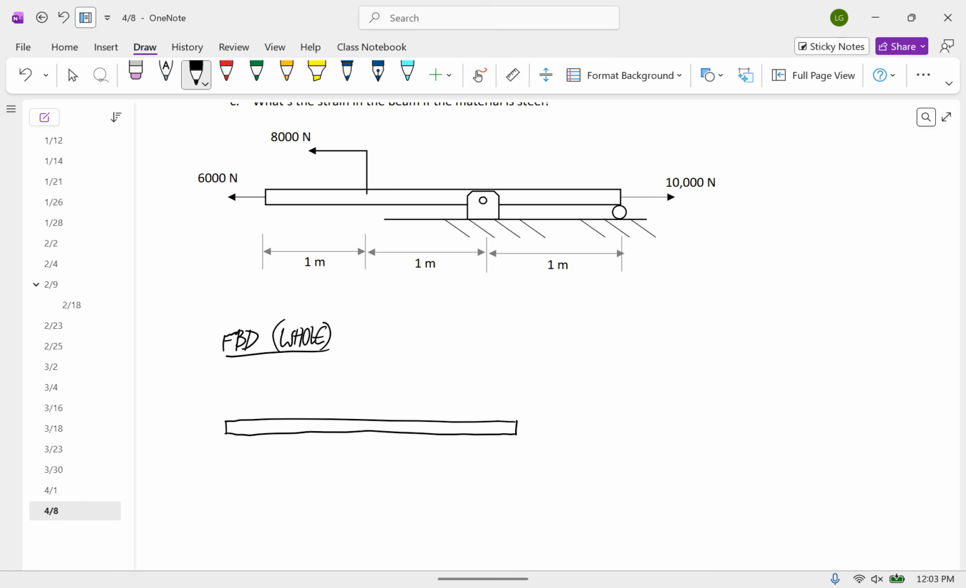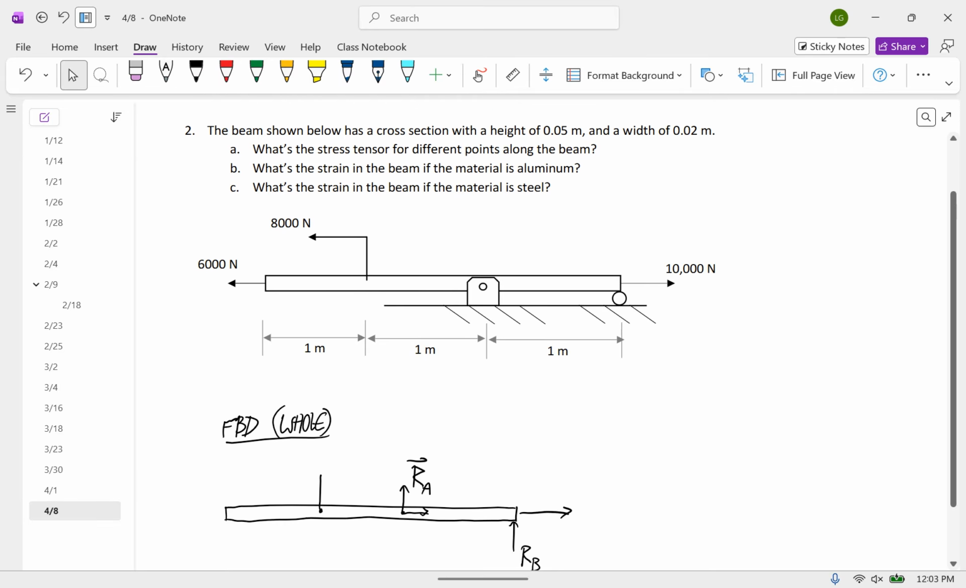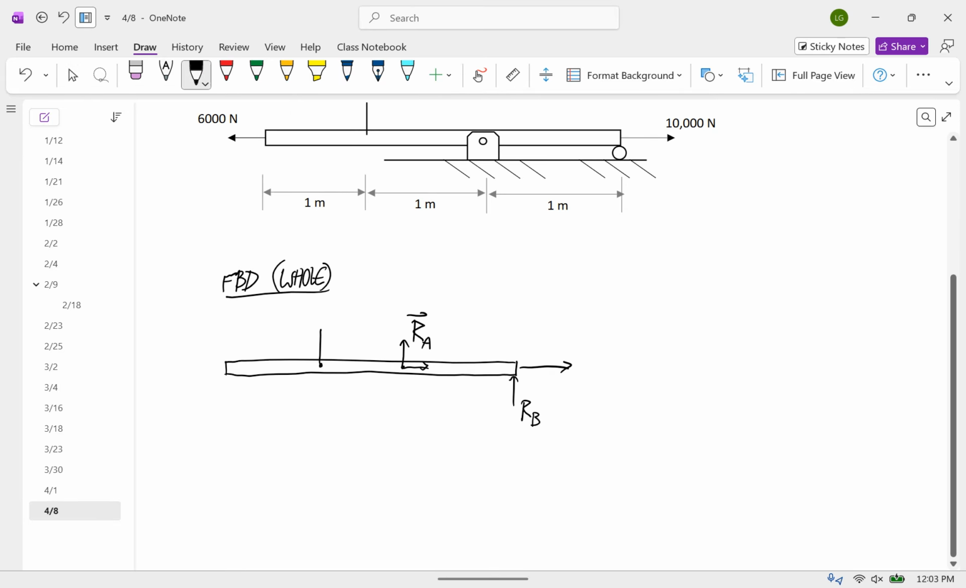1, 2, 3. So this is here. We have a force vector here from the pin, I'll call that RA. We have an upward force here, RB. All the vertical stuff is going to be 0 just because of the nature of the external loads. There's no weight or anything.